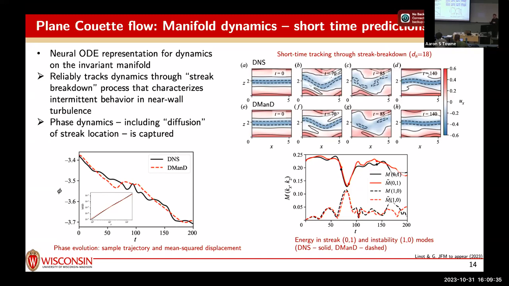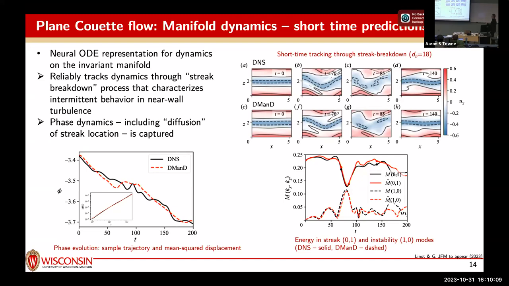Very, very straight quasi-streamwise vortices. And then there's a time interval where those vortices break down, and you get very strongly three-dimensional structure, lots of energy dissipation. And then the quasi-streamwise vortices reform. That's very characteristic of near-wall turbulence. So here's the data-driven manifold dynamics model, starting from the same initial condition. And what you see is it goes through very nearly the same streak breakdown process.